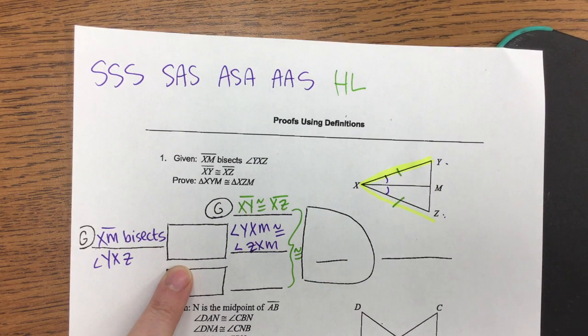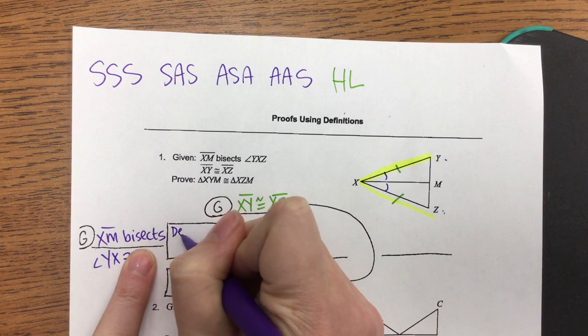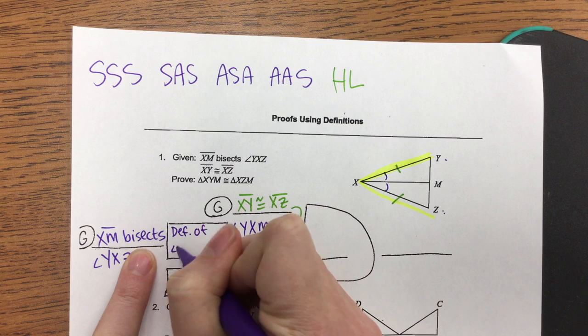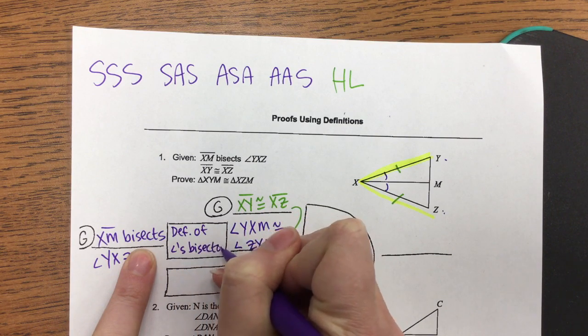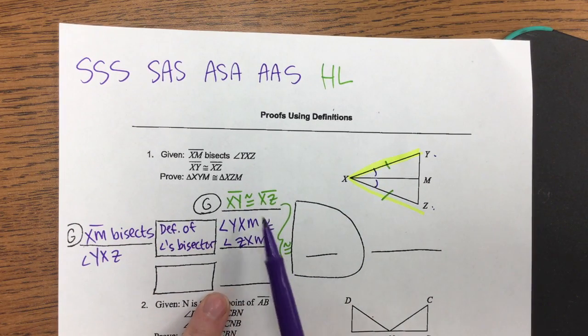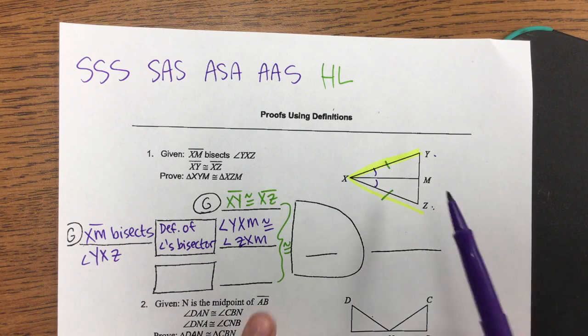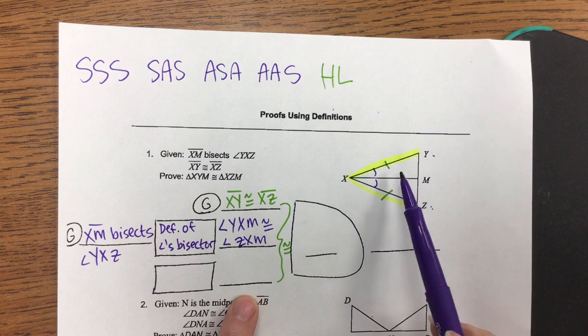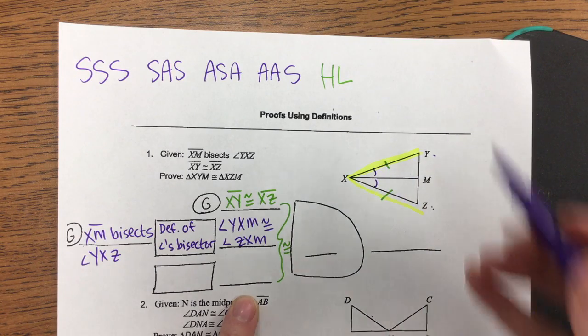Again, making sure these are in corresponding order. Y corresponds to Z. And what goes in the box? What's the key word? Definition of angle bisector. All right, excellent. And then you want to ask yourself, all right, I've got 2 pieces. What's the third one? What in my picture can I use? And hopefully you have recognized these 2 triangles have XM in common.